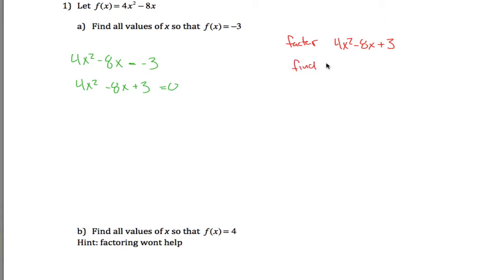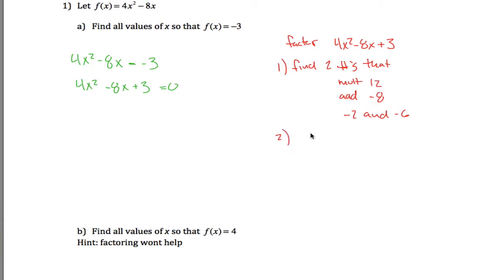Step one: find two numbers that multiply to a times c, so 4 times 3, 12 in this case, and add to b, the coefficient on your x term, -8. Let's see, -2 and -6 will do the trick. Those add up to -8 and they multiply to +12.